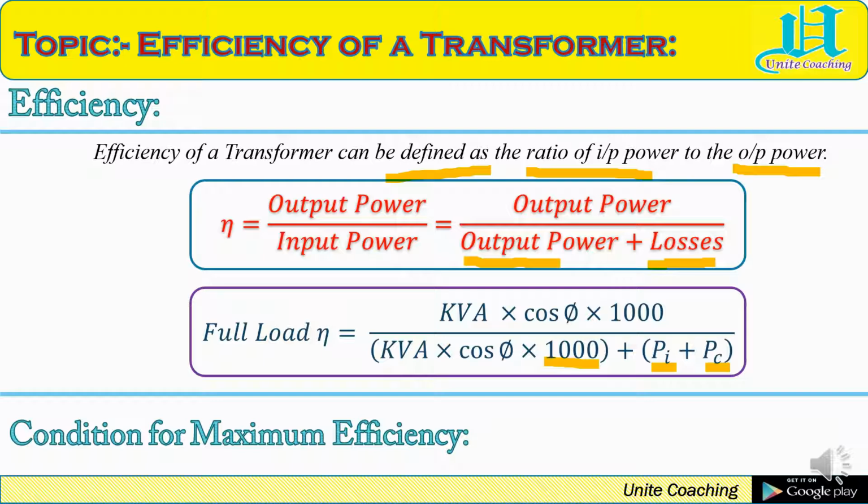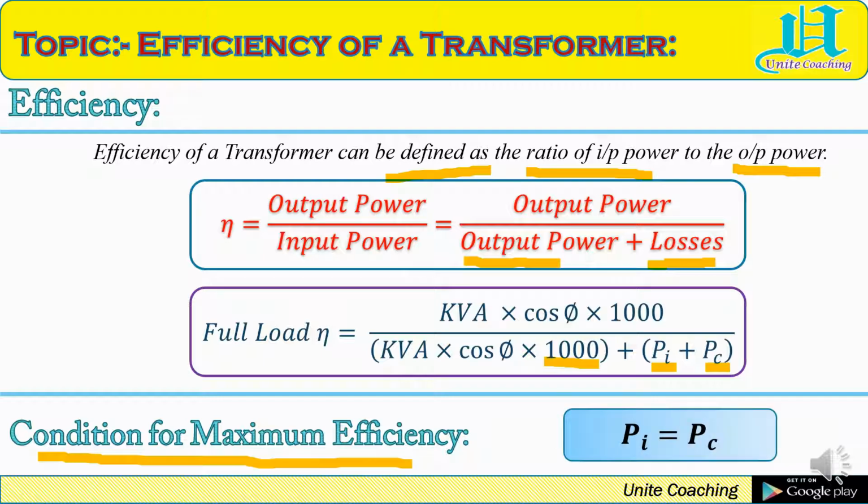Now let us see what is the condition stated for maximum efficiency. To achieve the maximum efficiency in a transformer, the condition says iron losses must be equal to copper losses. This is the important point. Remember and note it down: iron losses is equal to copper losses. If this condition is achieved, you can achieve the maximum efficiency in a transformer.